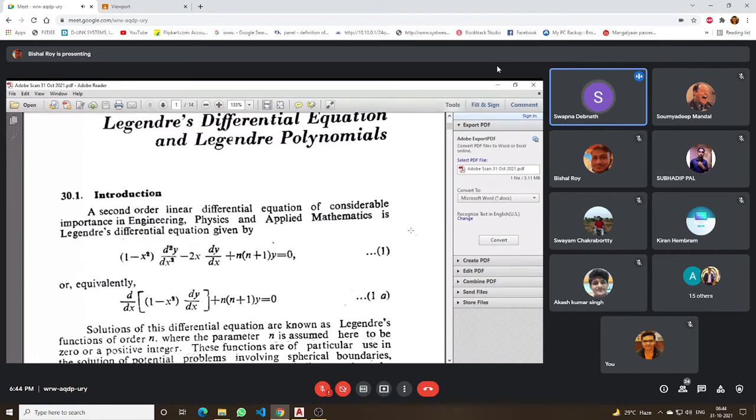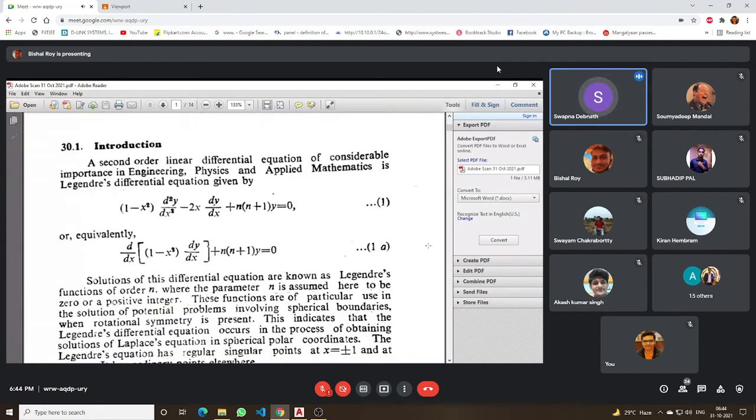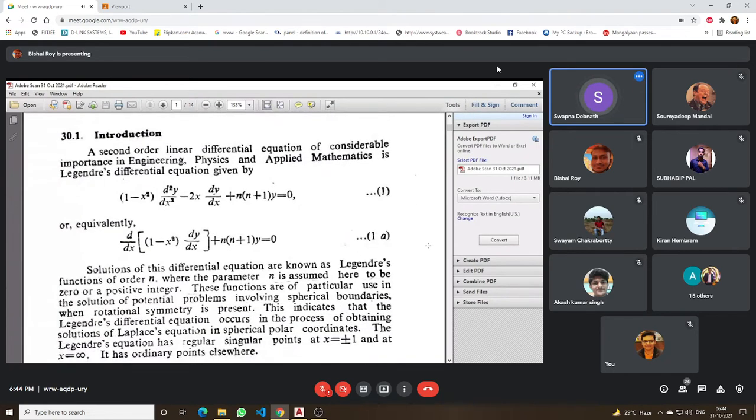Now, the Legendre differential equation and Legendre polynomials. What is this? This is a special type of equation in physics or in applied mathematics or in applied sciences. We always get this type of equation which is known as Legendre equation.